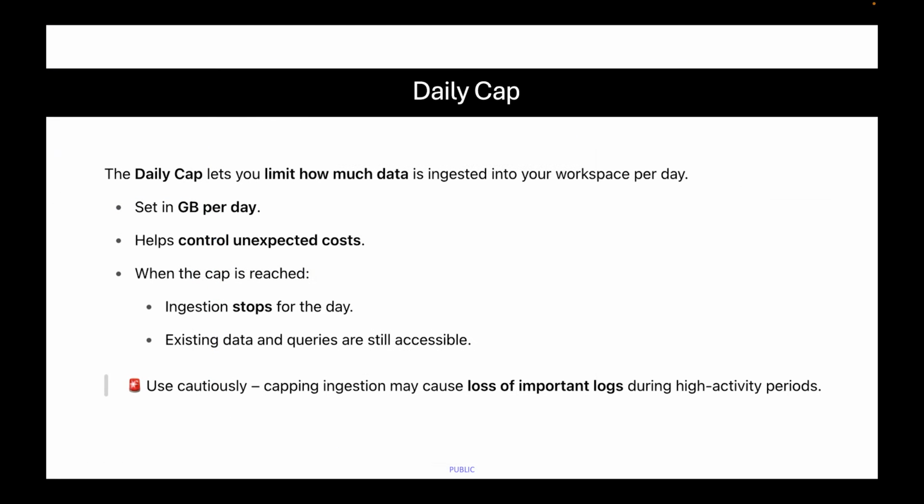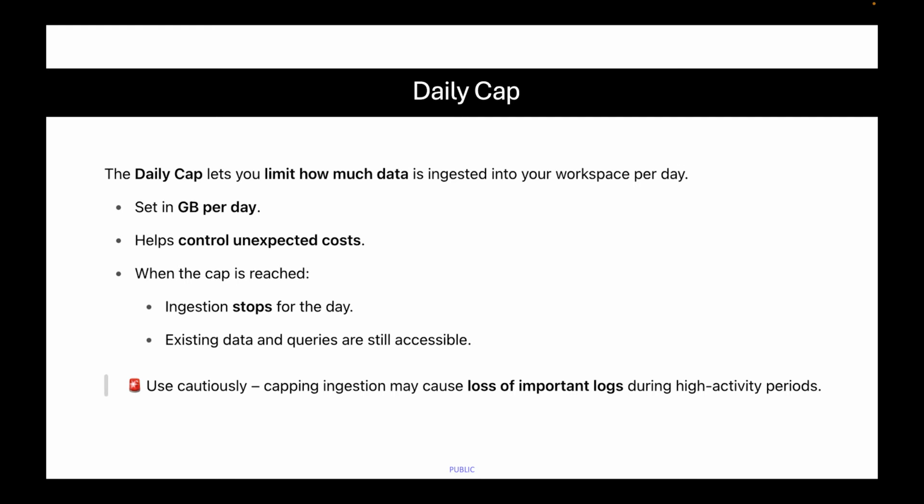So the next thing I want to talk about is the daily cap. So the daily cap lets you limit how much data is ingested into your workspace per day. You can set it in gigs per day. It helps control unexpected costs. When the cap is reached, ingestion stops for the day. Existing data and queries are still accessible. Use cautiously because a cap on ingestion may cause loss of important logs during high activity periods.